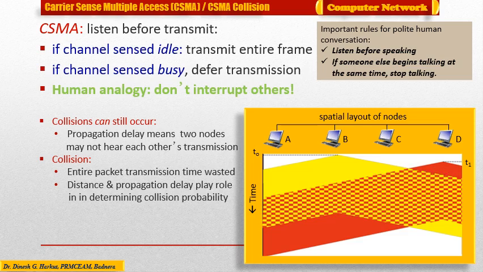But in between, suppose at time t1, which is greater than t0, node D has data to send. As these bits are yet to reach node D, node D assumes that the channel is idle.